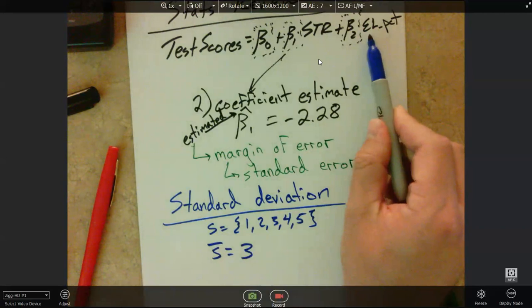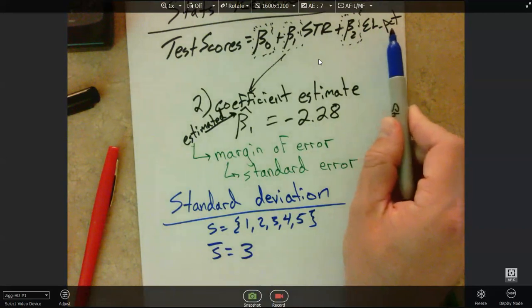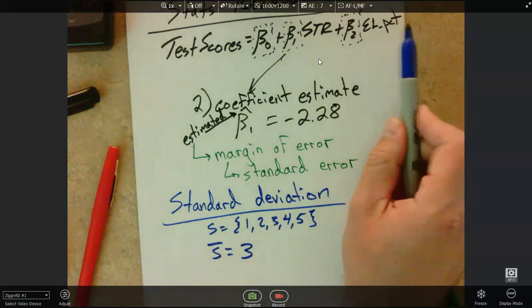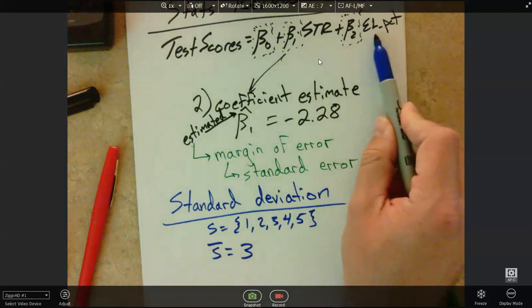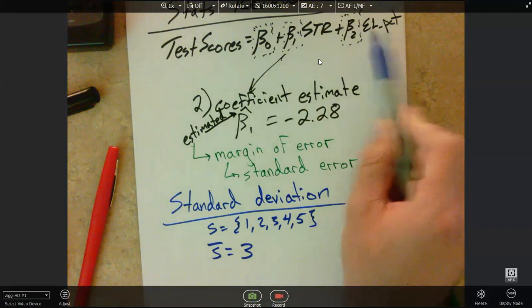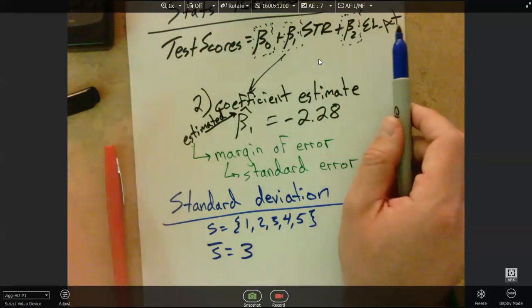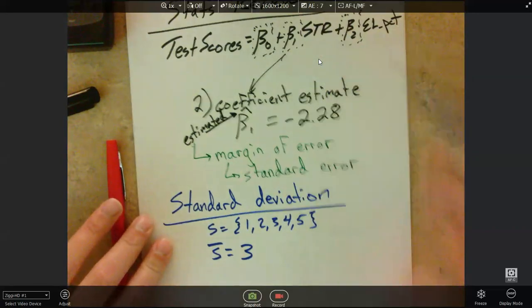English, so that's the English learning as a percent. So that's one of the variables that we used at the end of last class. So English language learners as a percent of the class. It's just another variable that we're trying to predict the test scores for. Yeah, it's just a particular example.